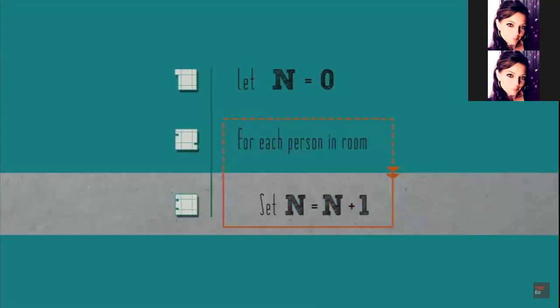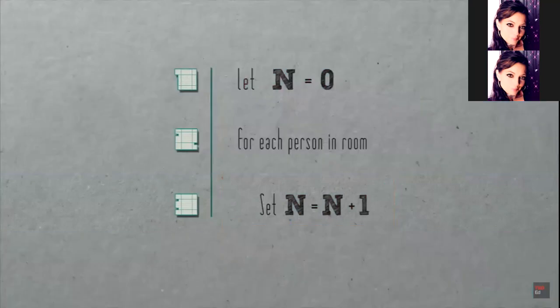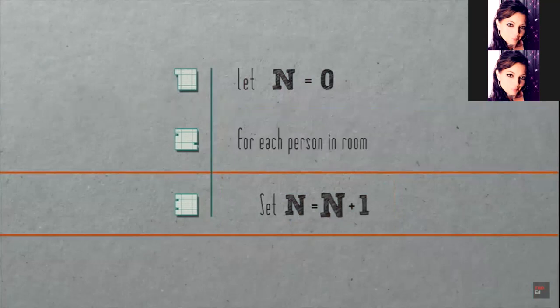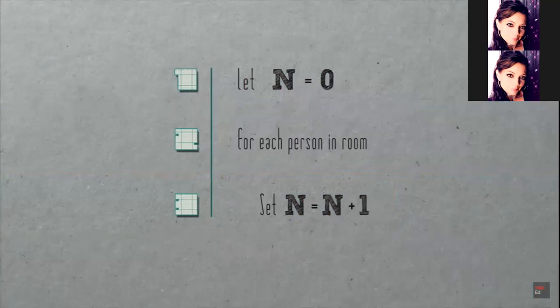Beneath line 2 is line 3, which describes exactly how we'll go about counting. The indentation implies that it's line 3 that will repeat. So what the pseudocode is saying is that after starting at 0, for each person in the room, we'll increase n by 1. Now, is this algorithm correct?